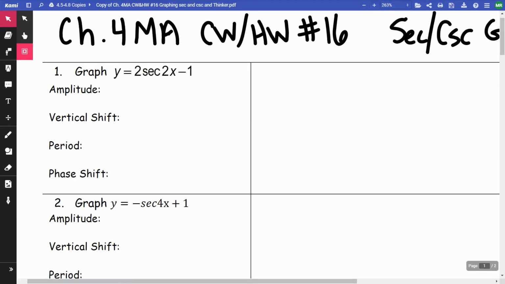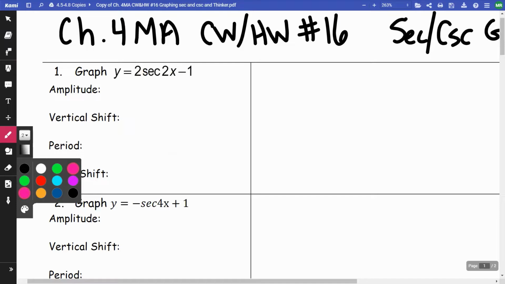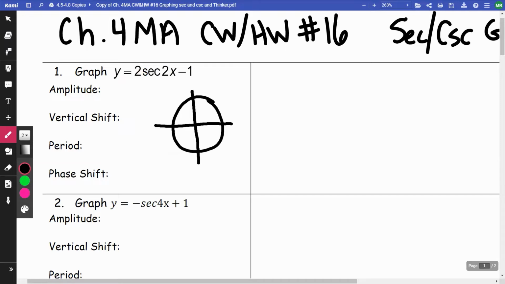So when I'm dealing with secant, I'm really thinking cosine. So if I had a unit circle, I care where my cosine is 0 because that's where I'm going to have an asymptote. My cosine is 0 at both of those spots. Now, when I'm doing this, I am going to be thinking of it coming from here at negative pi halves all the way up to here where I'm going to have another asymptote at pi halves. And then back down to here, which is going to be 3 pi halves. That's where my normal asymptotes are at.